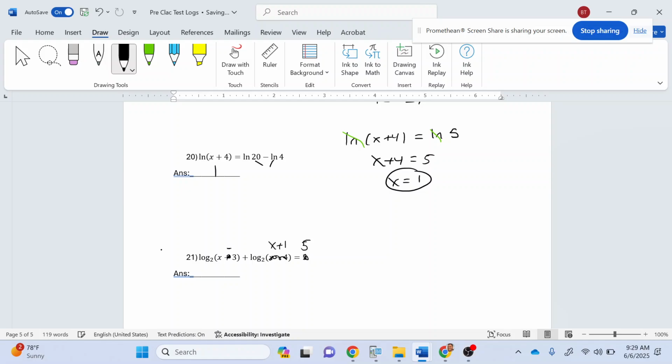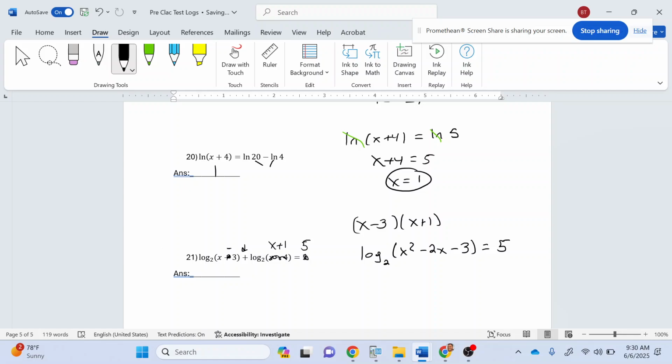All right. First off, because I have a plus sign here, I'm gonna have to multiply them to combine. So it's gonna be x minus 3 times x plus 1. So you do have to FOIL. That ends up going to be log base 2 of x squared minus 2x minus 3. That equals just your 5 on the other side.